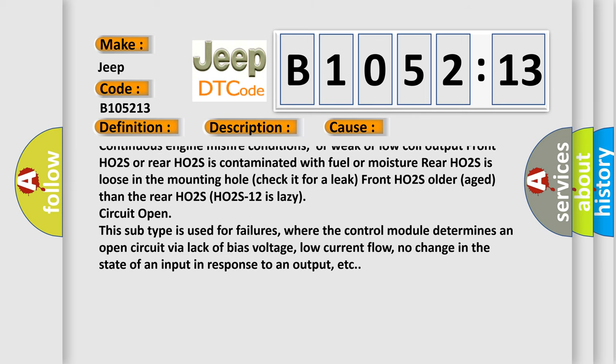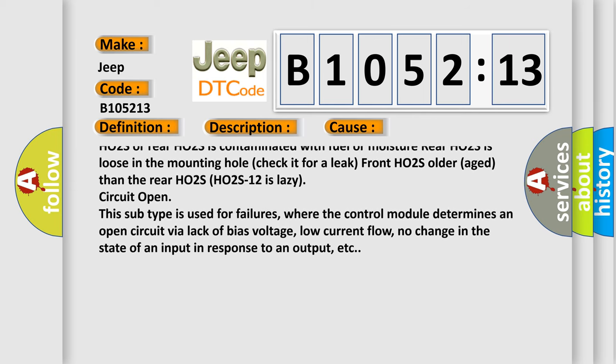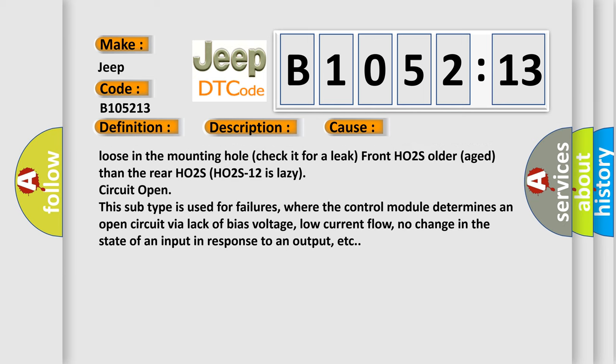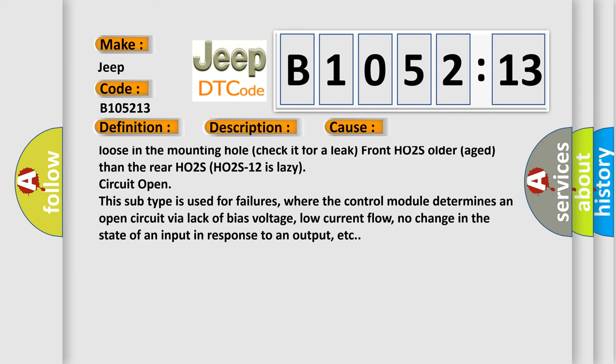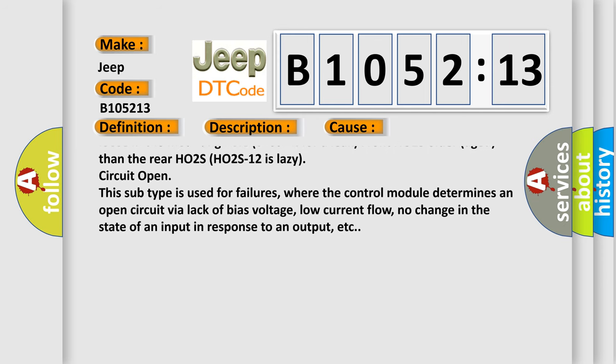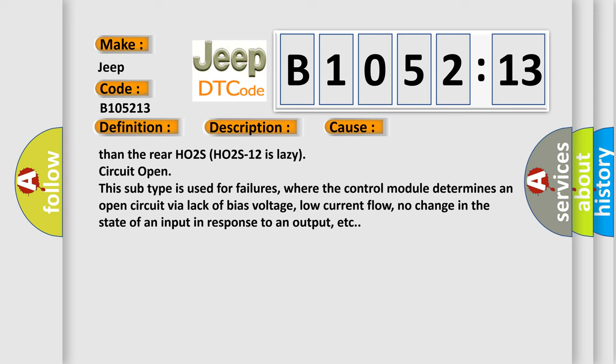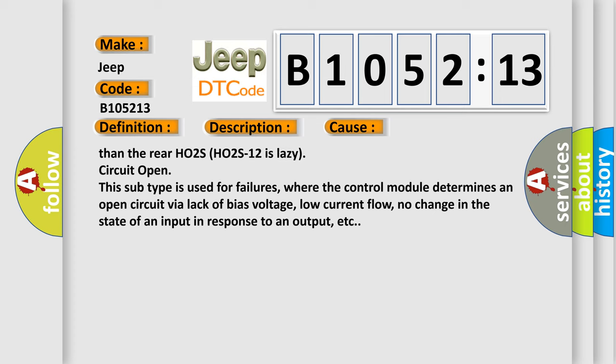Front HO2S or rear HO2S is contaminated with fuel or moisture. Rear HO2S is loose in the mounting hole. Check it for a leak. Front HO2S is older than the rear HO2S. HO2S 12 is lazy, circuit open. This subtype is used for failures where the control module determines an open circuit via lack of bias voltage, low current flow, no change in the state of an input in response to an output, etc.